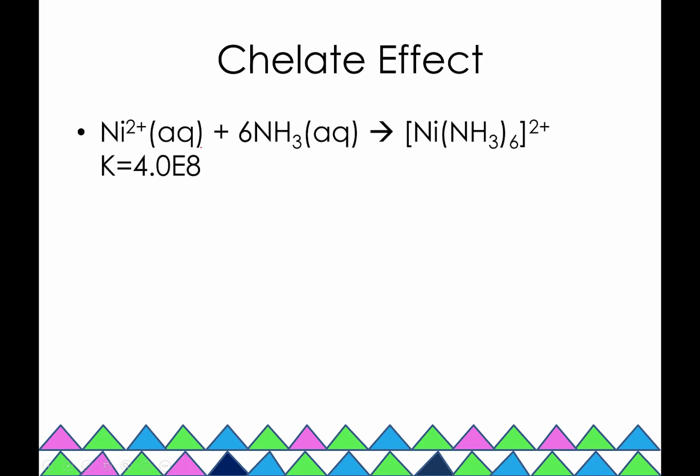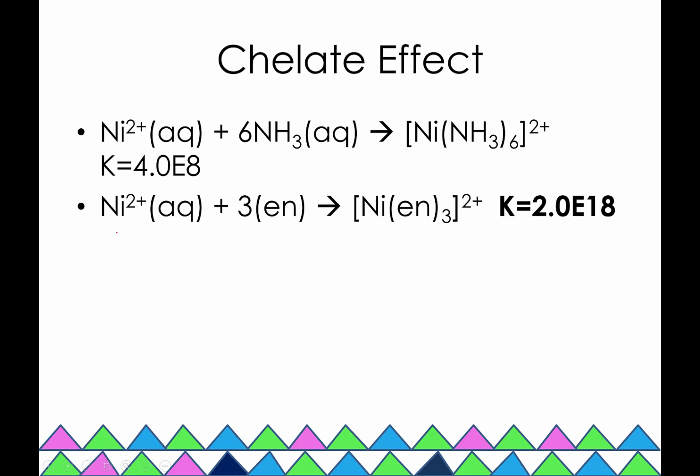So if you have nickel 2+ and react it with 6 amine ligands in aqueous solution, your formation constant is 4 × 10⁸. So this is a very favorable reaction. But now let's compare it to ethylene diamine. Nickel 2+ in aqueous solution reacting with 3 ethylene diamine ligands results in a formation constant of 2 × 10⁸.